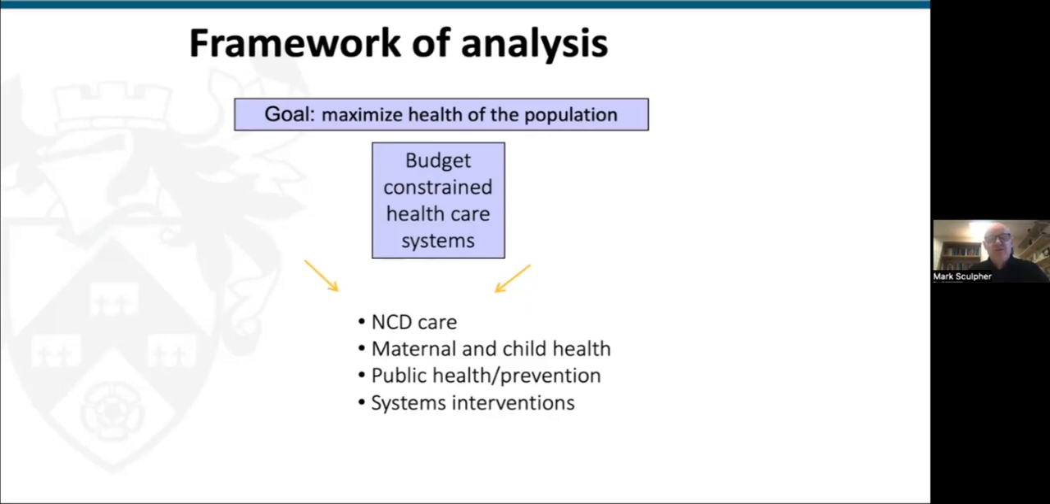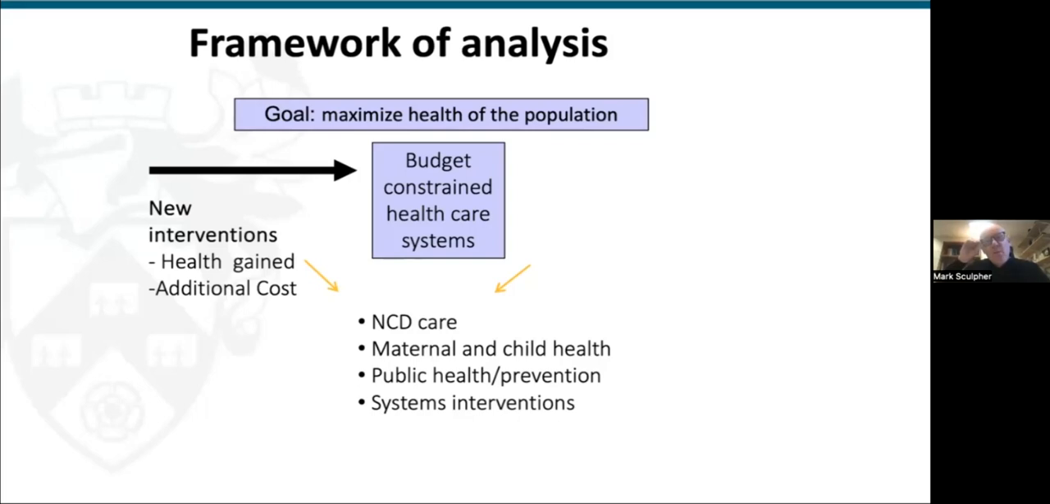And because of those constraints, the numerous things that health systems are trying to deliver, for example, non-communicable disease care, maternal and child health, public health and prevention, and improving the system itself through different types of system strengthening, all of those many things have to be contained within the constraints on expenditure. Which means that when we are thinking about new ways of delivering care, these could be new treatments, new types of system strengthening, or new public health programs.